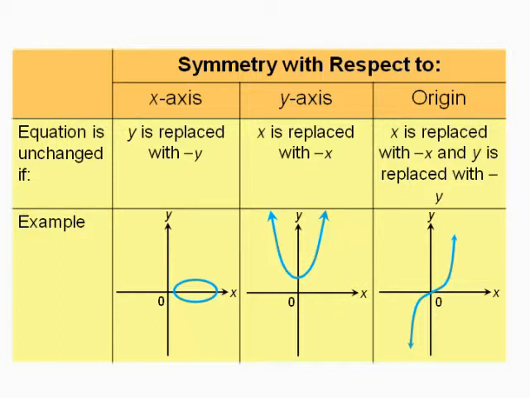Alright, so there's three tests for symmetry: symmetry with respect to the x-axis, y-axis, and symmetry about the origin. Now notice it says here, the equation is unchanged. For x-axis symmetry, we're going to replace y with negative y to get a resulting equivalent equation or graph. For y-axis symmetry, to test it, we're going to replace x with negative x.